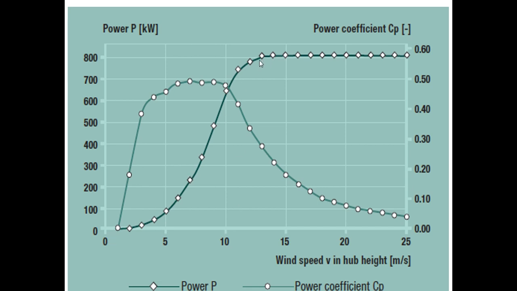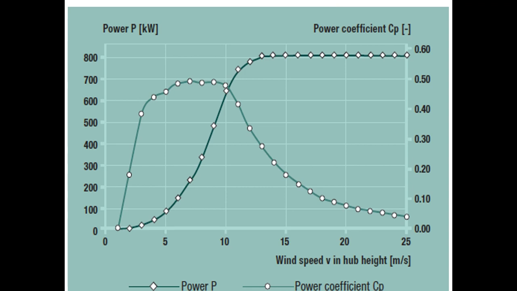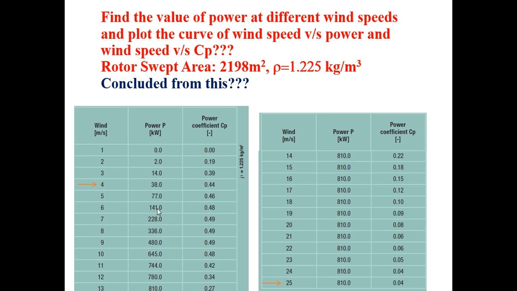Now in this curve, after some point, the power remains constant. Otherwise, if you increase the wind speed, as per the equation, power is proportional to V cube. It would be tremendously high, and if the wind speed is so high, then the generator will burn out. So we need to restrict this. To restrict it, if you plot the curve of wind speed versus Cp, then Cp goes down. We are having 810 after 12 to 13 meter per second wind speed. Afterwards, the power remains the same, and there is a change in Cp, meaning Cp goes down.